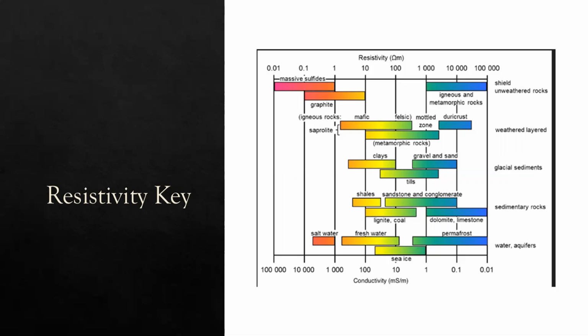So for instance, your limestones and your dolomites have a higher resistivity than your coal and shales. Same thing with the igneous and metamorphic rocks. They'll have higher resistivity than your massive sulfides.